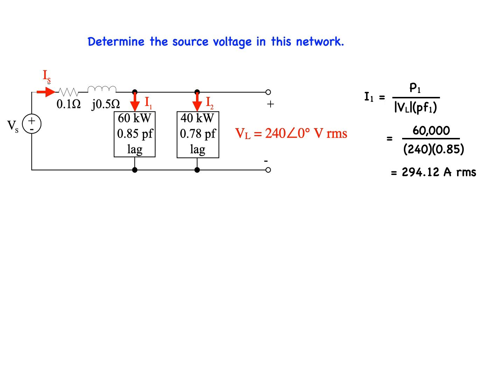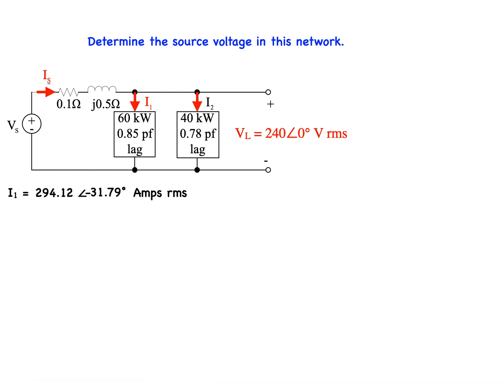And the phase angle may be found from the power factor, which is given by theta equals minus the inverse cos of 0.85. We are told that the power factor is a lagging power factor, so the current will lag the voltage, hence a negative sign for the angle, which is minus 31.79 degrees. The phasor I1 is 294.12 at minus 31.79 degrees amps RMS.